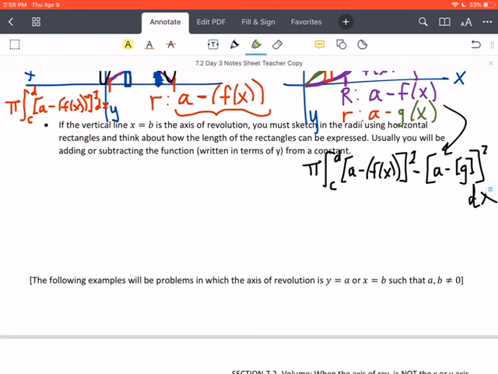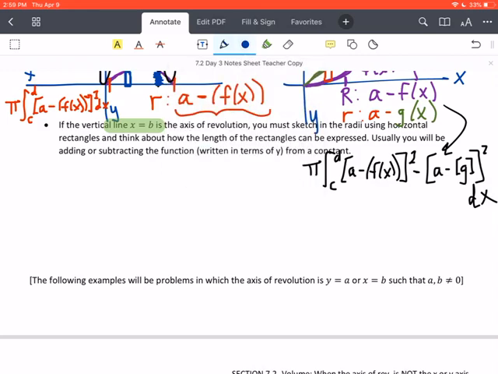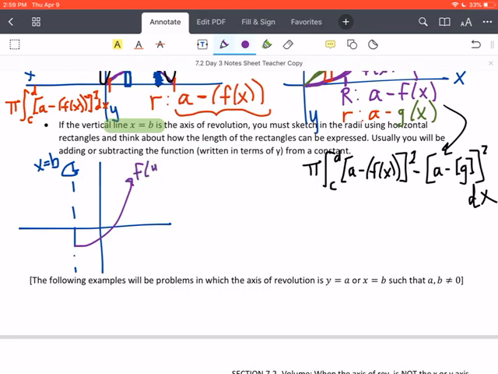Okay, so now we're looking at if the vertical line is x equals b, and that's not going to be the y-axis. So the first one that we'll look at is the vertical line being to the left of the y-axis. So we have x equaling b as the equation of that vertical line. That's what we're revolving around. And maybe we have some sort of parabola going on here. Okay, so we can call that f of y. You would need to solve it in terms of x equals so that it's written in terms of y.